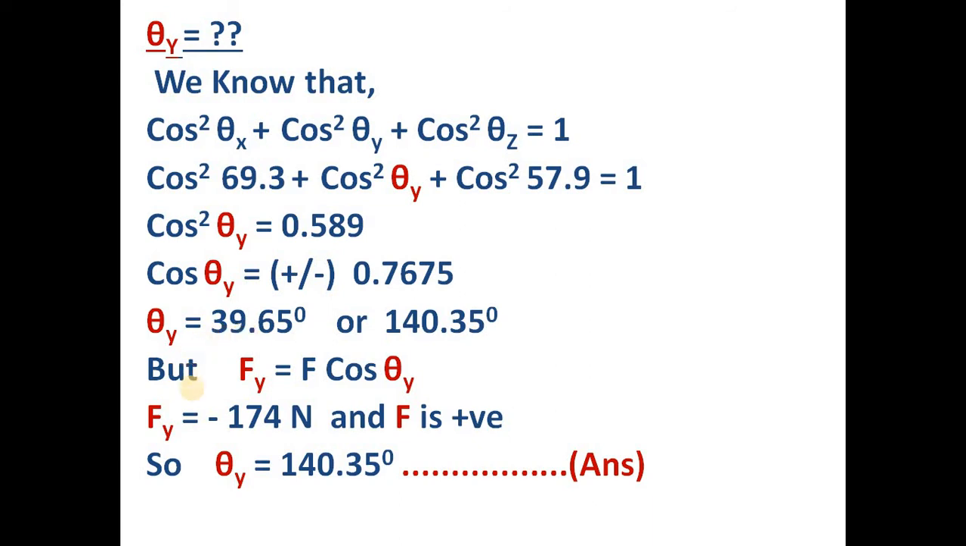But we know that Fy, it is given in the problem, equals F cos theta y. Fy is given in the problem as negative 174 newton. It is negative. We know force is positive. Force can be only positive. F is positive. Okay. Then cos theta y will be negative.